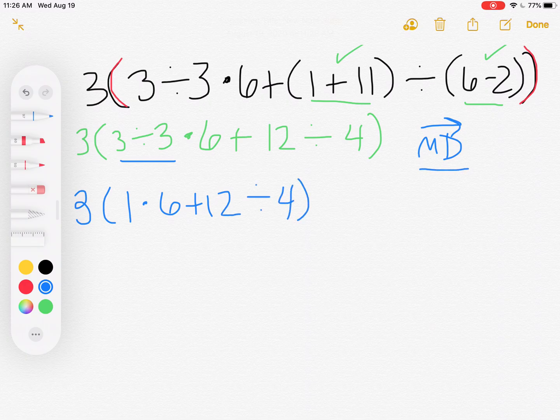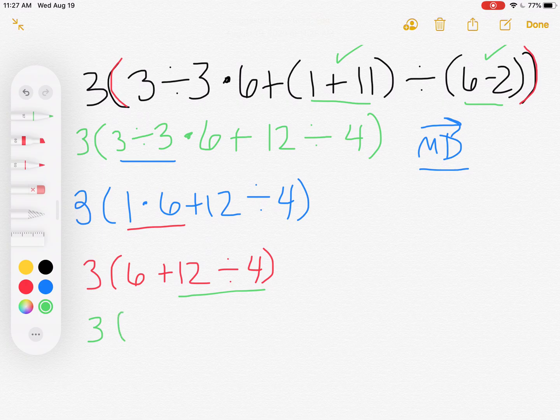I still have more multiplication and division. 1 times 6 gives me 6. And inside those parentheses, I still have more multiplication and division right here. 12 divided by 4 is 3. We're still working inside our parentheses, so we still got to take care of these parentheses. 6 plus 3 gives me 9.